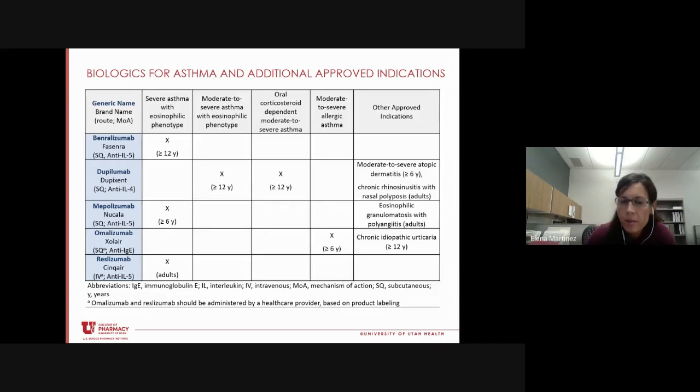Additional approved indications for these agents include moderate to severe atopic dermatitis and chronic rhinosinusitis with nasal polyposis for dupilumab, eosinophilic granulomatosis with polyangiitis for mepolizumab, and chronic idiopathic urticaria for omalizumab. The age of approval varies depending on the indication. All biological treatments are administered subcutaneously except reslizumab, which is administered intravenously only.